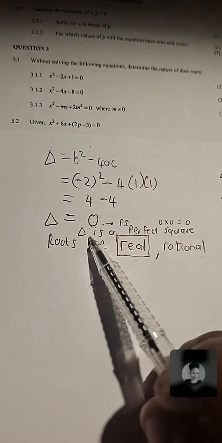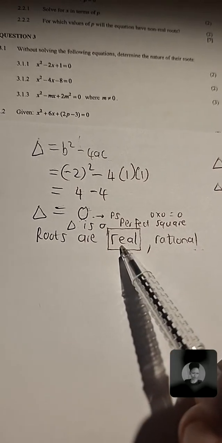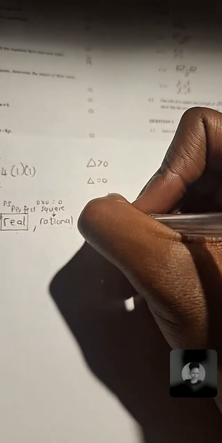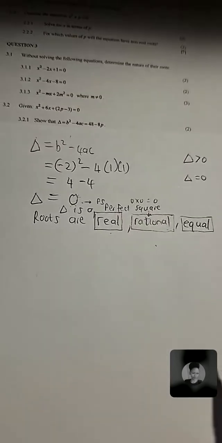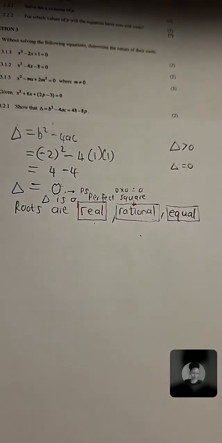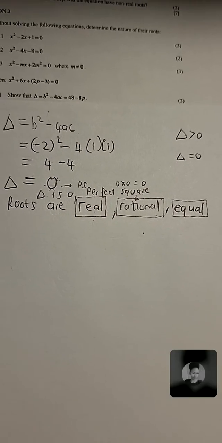After delta is equal to 0, we can also say that delta is a perfect square. Then we can comment on the roots. So since delta is 0, it means the roots are real. Since delta is a perfect square, it means the roots are rational. And since delta is equal to 0, we say that the roots are also equal. So we comment on three things: real, rational or irrational, equal or unequal. We conclude these three things on the basis of our value of delta. Are you with me? Yes. Okay.